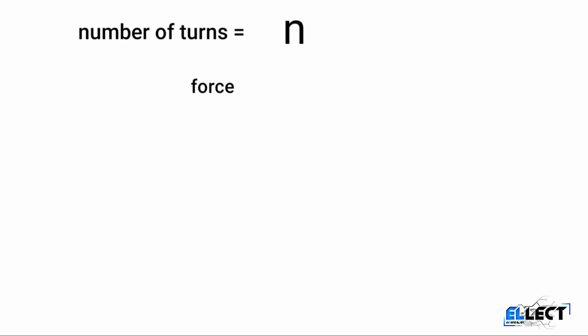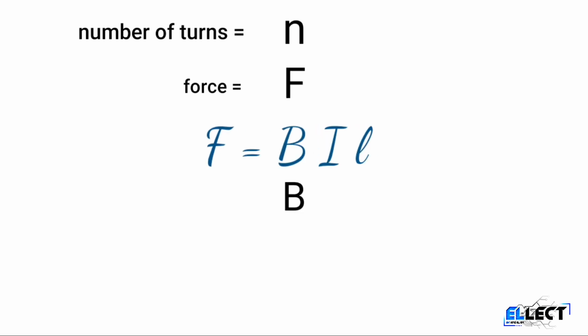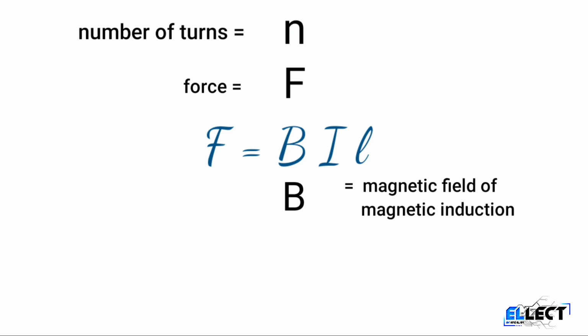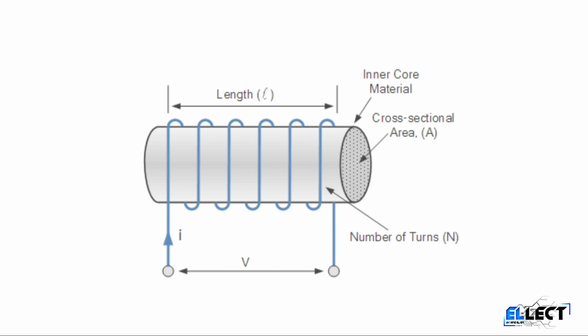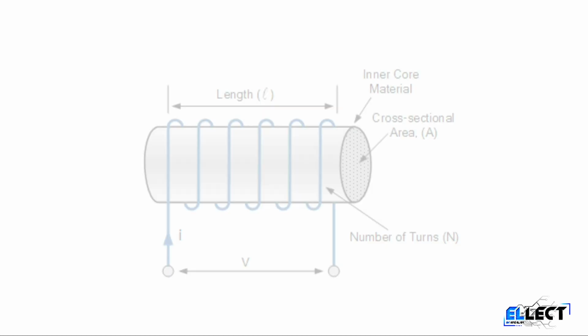The force on a current carrying conductor is denoted by F. So F is equal to BIL, where B is the magnetic induction, or we can say the magnetic flux density, I is the current and L is the length of the conductor. As shown in the figure, a number of turns of wire is wound over a cylinder. You can see the area of the cylinder as well as the length of the conductor and the number of turns, and the force in Newton on the cylinder. So that is all about inductor values and inductors.